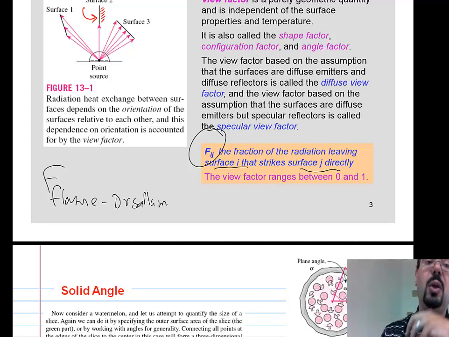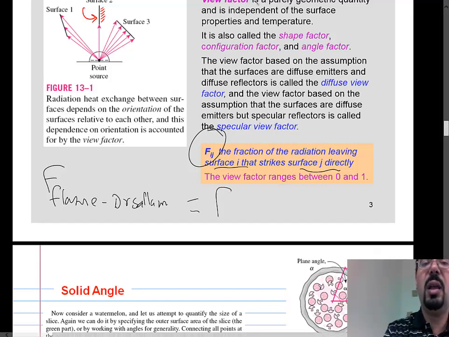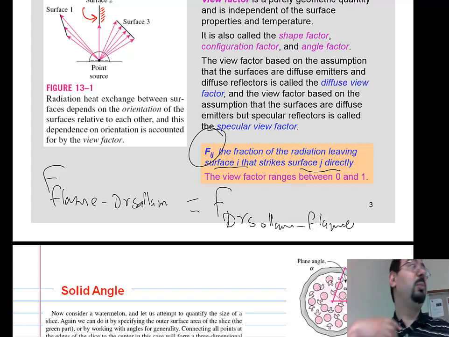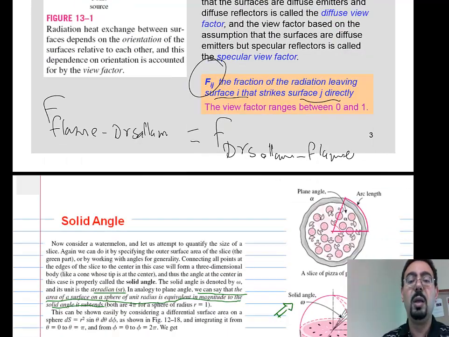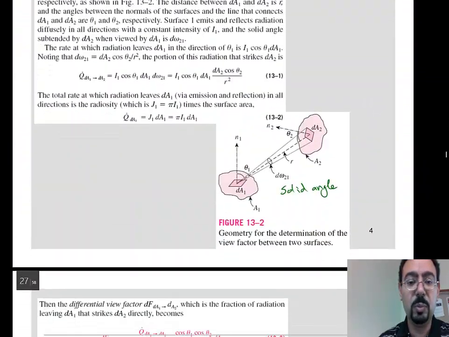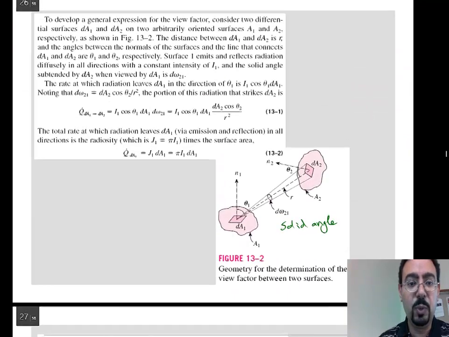All right? Well, is F flame to Dr. Salam the same as F Dr. Salam to flame? If I'm getting 10% of the flame, will that mean that he will also get 10% of my radiation? No, not necessarily. There's a relation between them actually. They are not the same. There is a relation between them, and we will prove it. Let me jump to it. So he will prove it here.